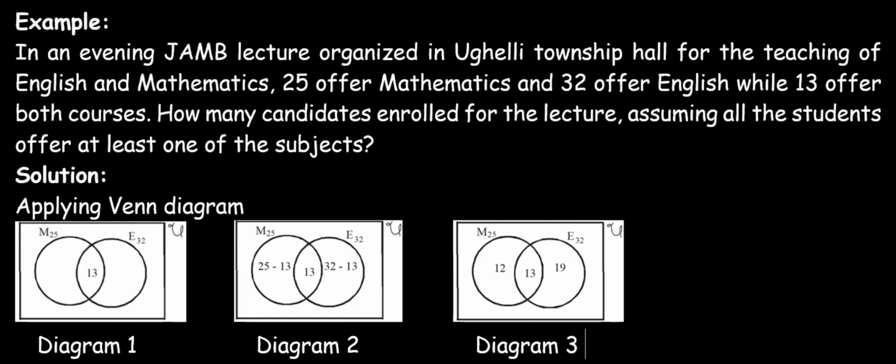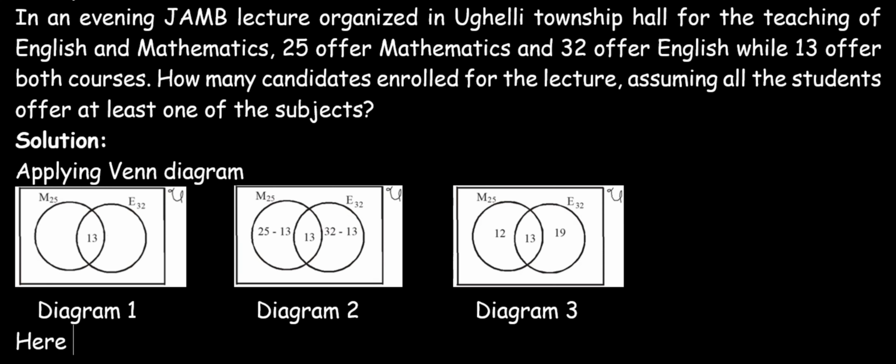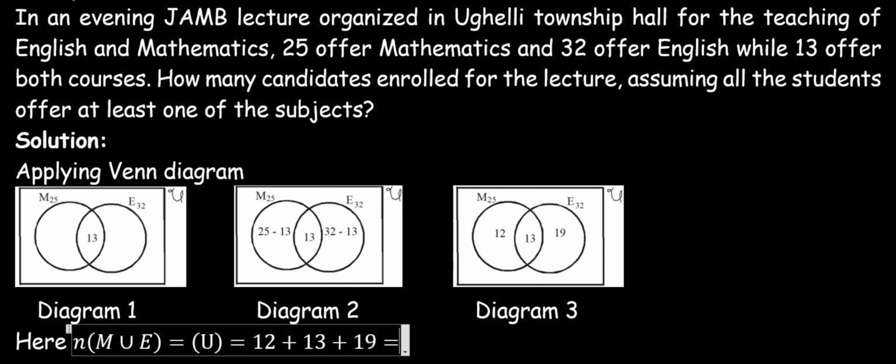So from here, we can conclusively say that n of M union E is equal to the universal set U, which is equal to 12 plus 13 plus 19, and that gives you 44.